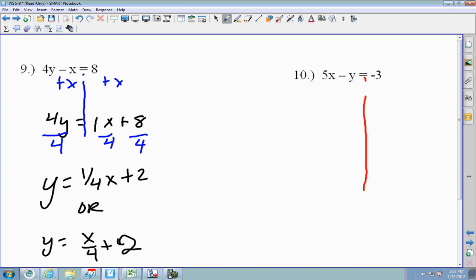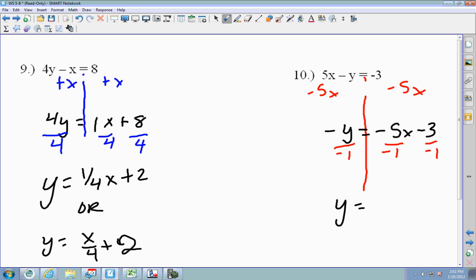Number 10, the next one. You would subtract 5x from each side. Negative y equals negative 5x minus 3. And you will divide by negative 1 to everything because y cannot be left as negative. It has to be positive. Y equals 5x plus 3.